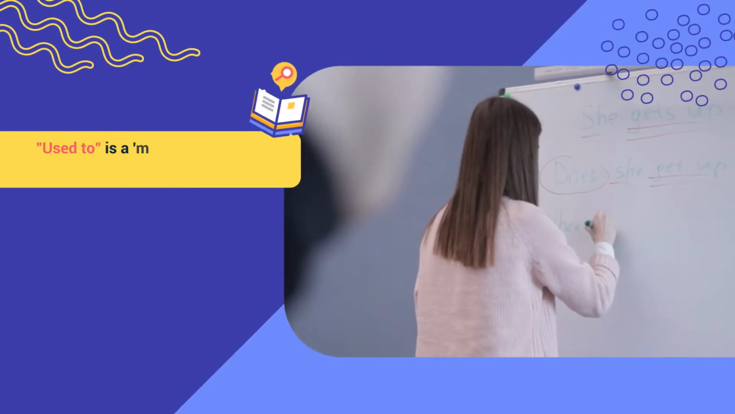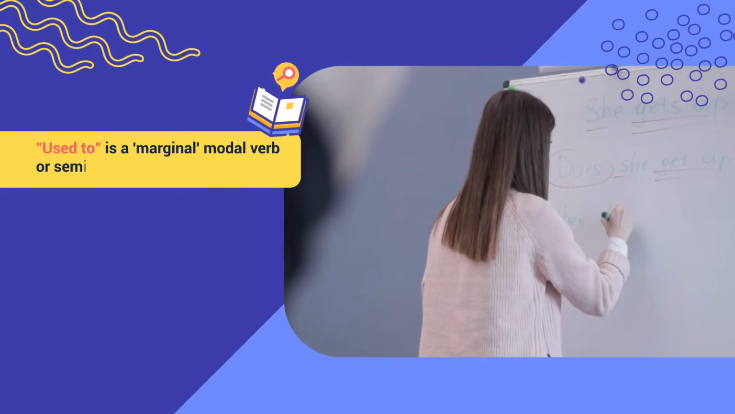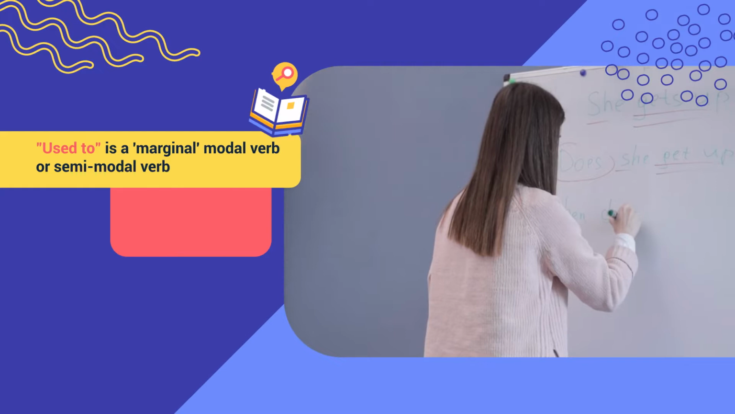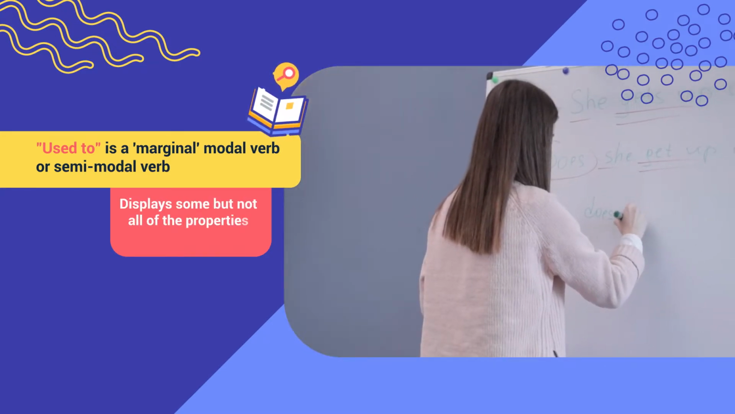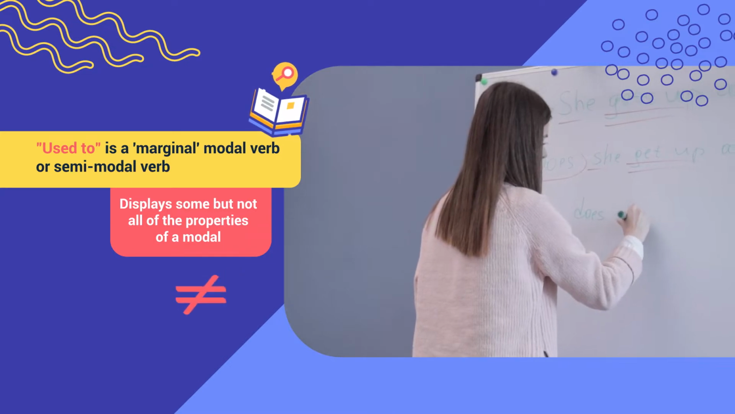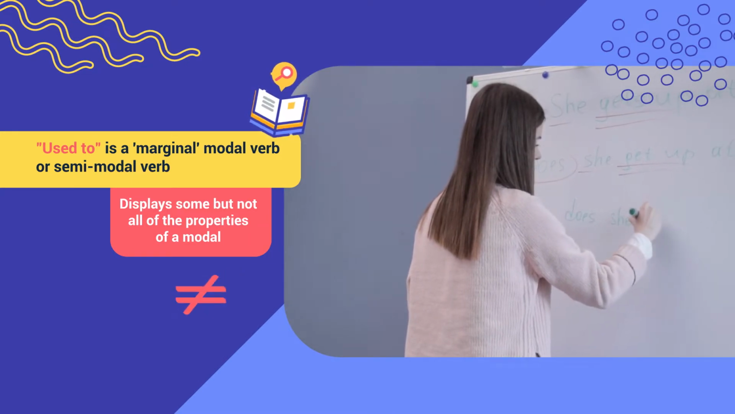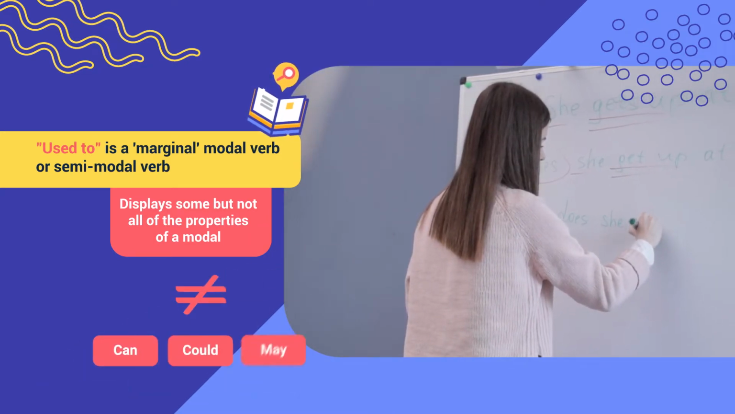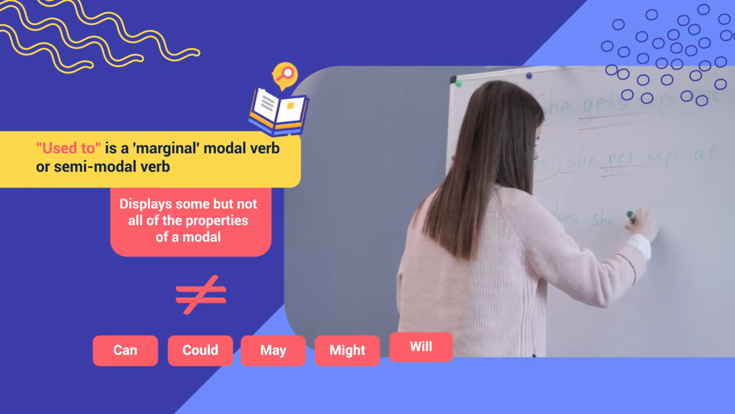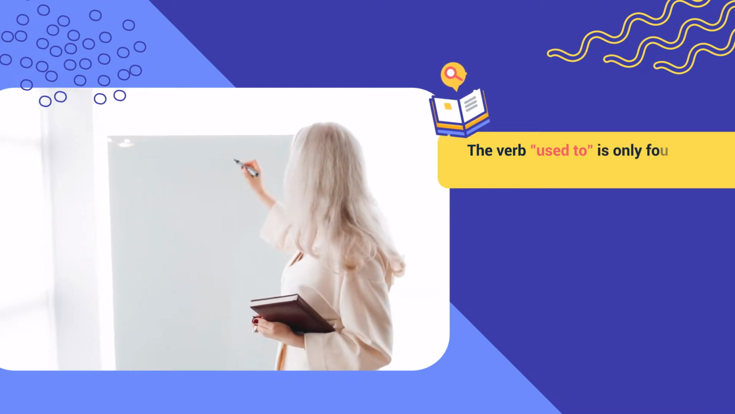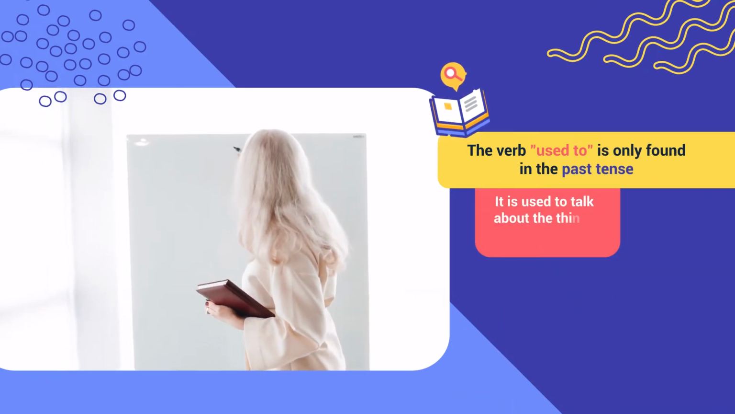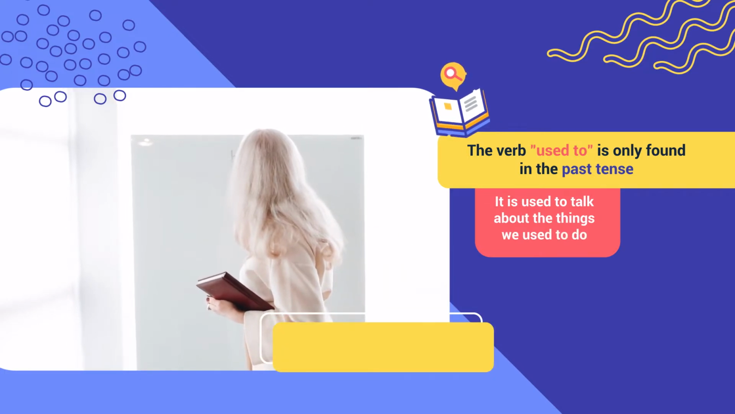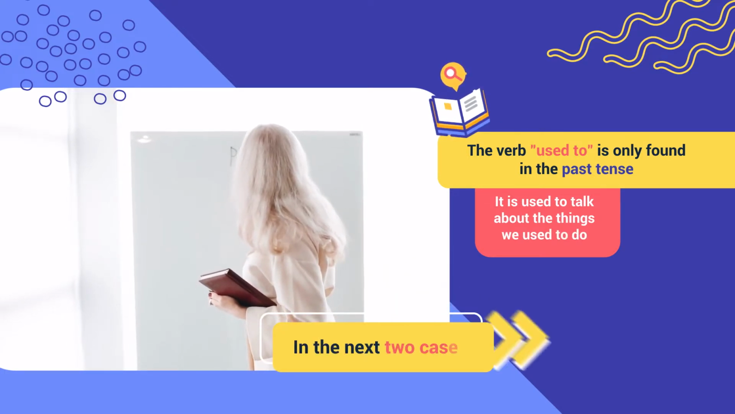The verb used to is a marginal modal verb or semi-modal verb, a verb that displays some but not all of the properties of a modal. Unlike the other modal verbs such as can, could, may, might, will, etc., the verb used to is only found in the past tense, and it is used to talk about the things we used to do, but in particular in the next two cases.